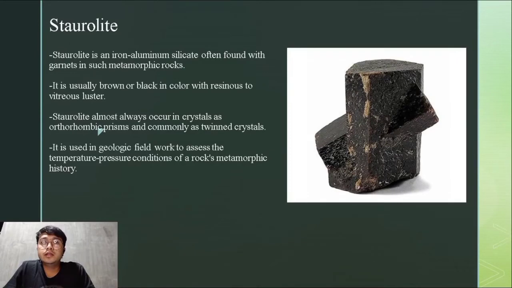Staurolite. Staurolite is an iron aluminum silicate often found with garnet in metamorphic rocks. It's usually brown or black in color with a resinous to vitreous luster. Staurolite almost always occurs in crystals as euhedral prisms and commonly as twin crystals. It is used in geologic field work to assess the temperature and pressure conditions of a rock's metamorphic history.